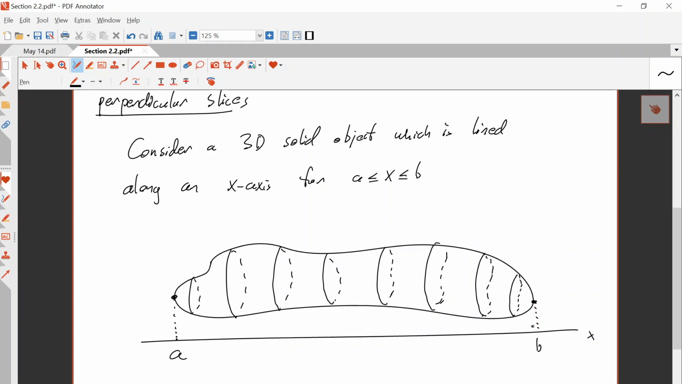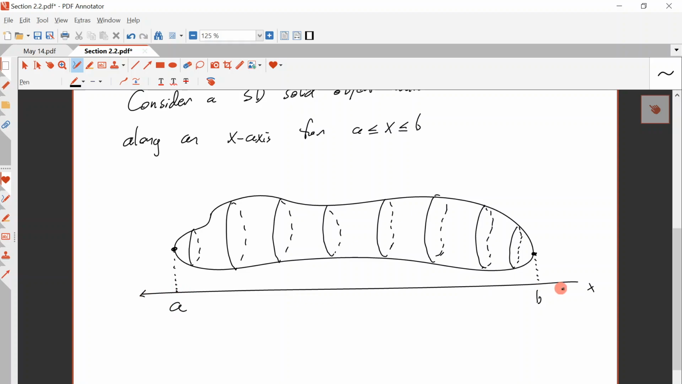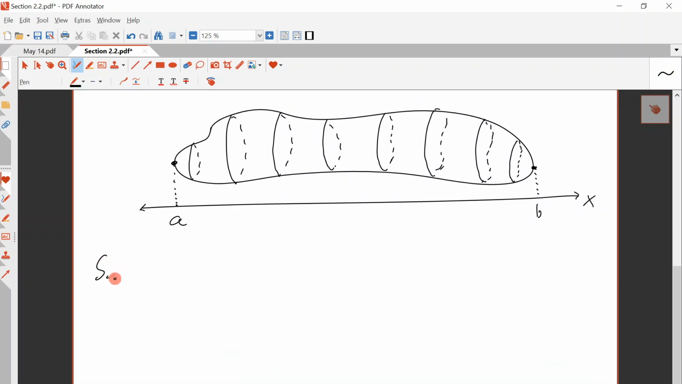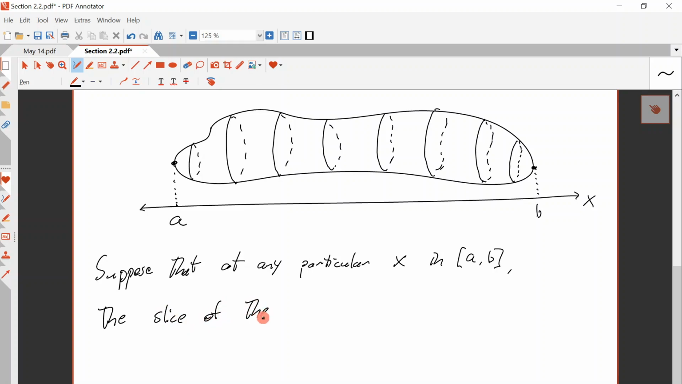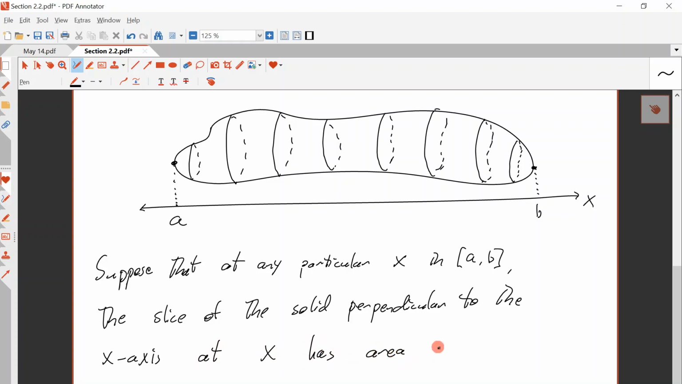Now, suppose that at any particular x coordinate, so for any particular x in the closed interval from a to b, the slice of the solid perpendicular to the x-axis at x has area A(x). So the picture to have in your mind is as follows.